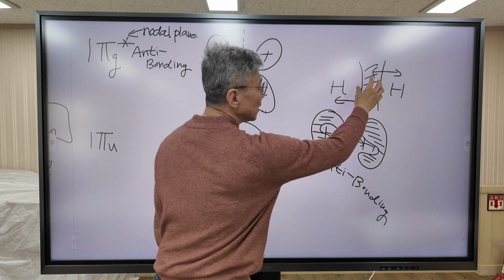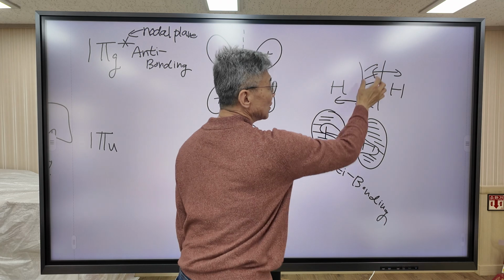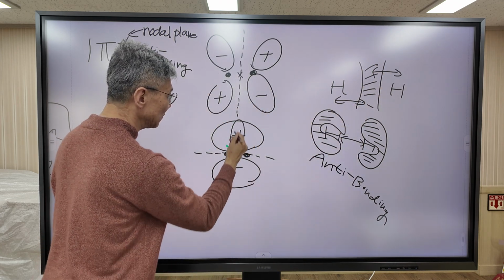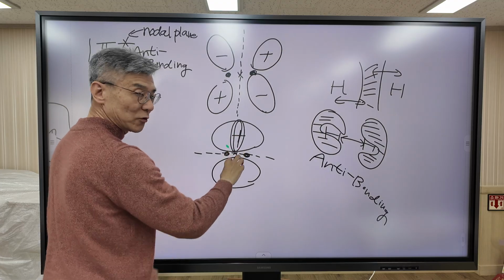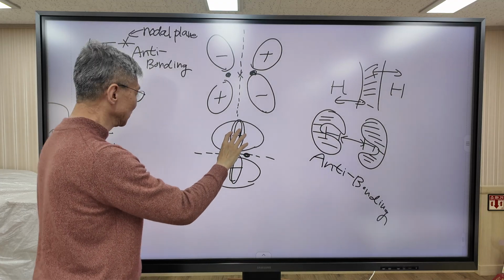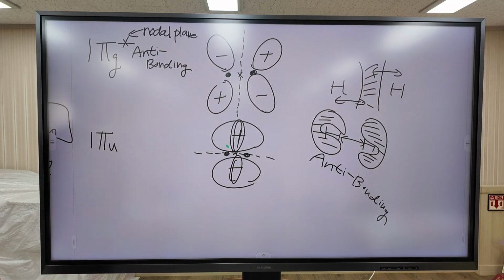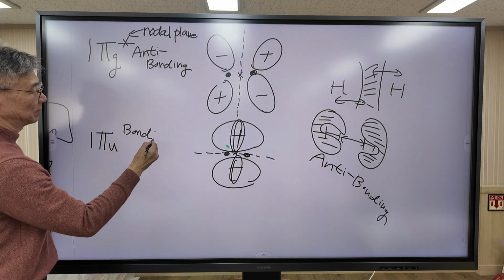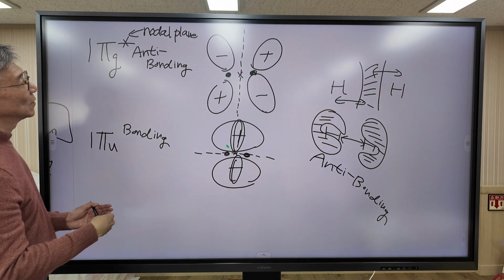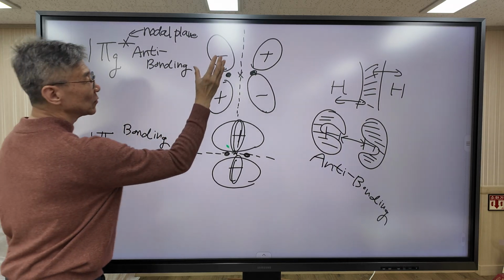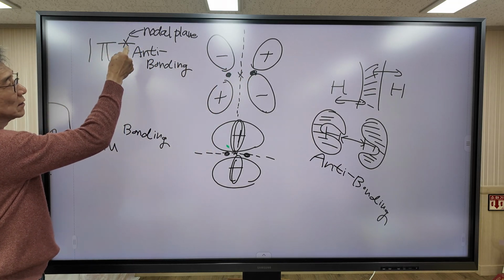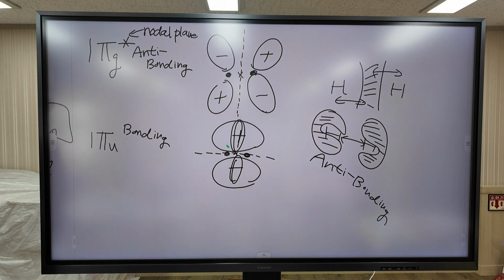But in a bonding orbital, the electrons are accumulated in the region between the nuclei. In this orbital, electrons are accumulated between the two nuclei. So this orbital is called a bonding orbital. When there is a nodal plane between the two nuclei, we mark an asterisk, and this orbital is called an anti-bonding orbital.